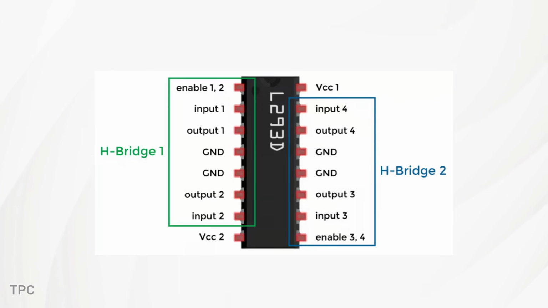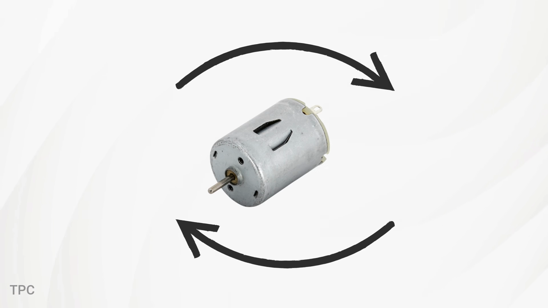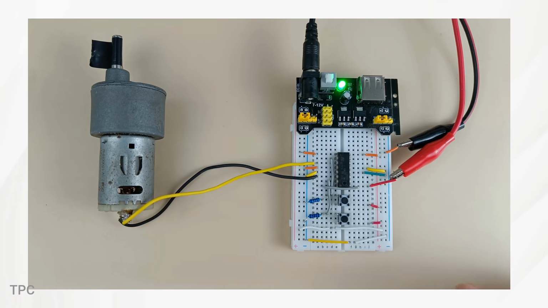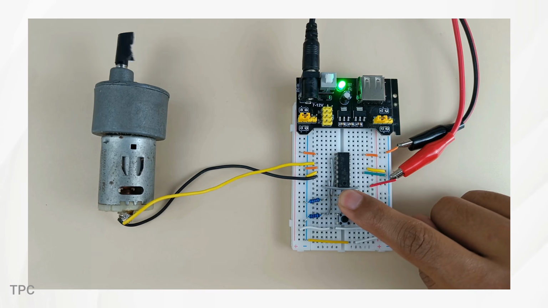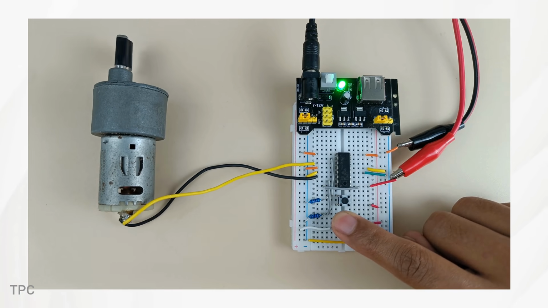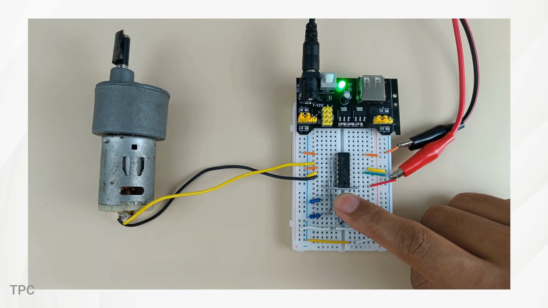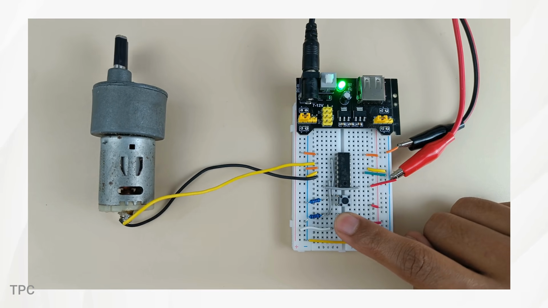It contains something called an H-bridge inside, which allows you to control the direction of the motor. So depending on the inputs you provide, you can make the motor rotate forward or reverse. Here, I've connected a simple DC motor to the output pins of the IC, and I'm controlling it using 2 buttons as input signals. When I set one input high and the other low, the motor rotates in one direction, and when I reverse the inputs, the motor rotates in the opposite direction.